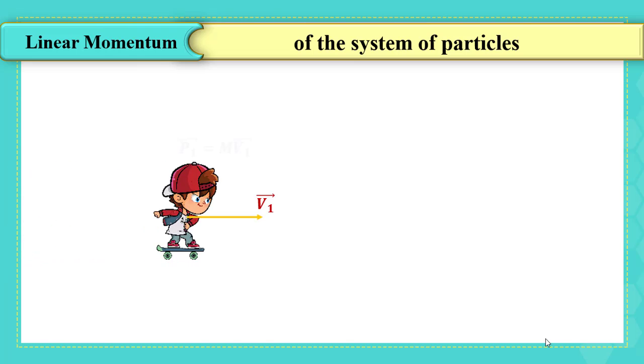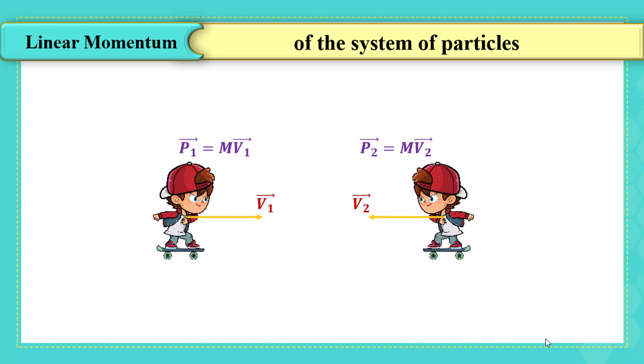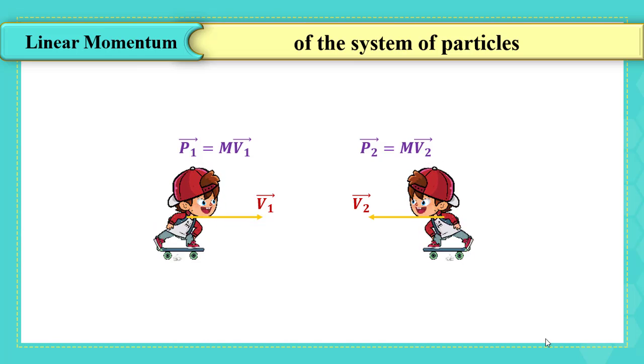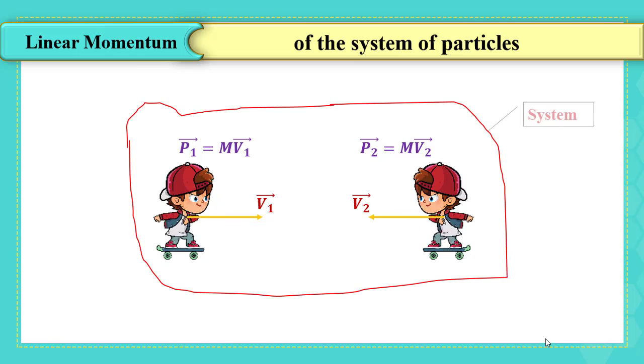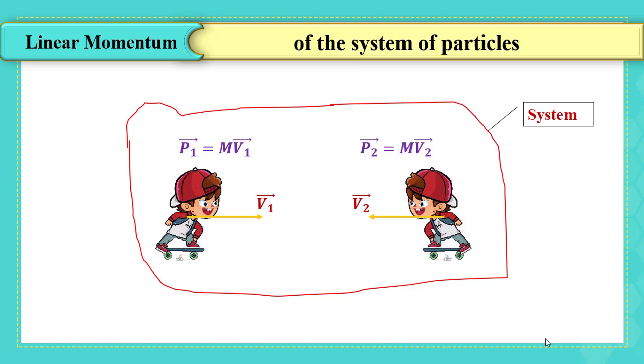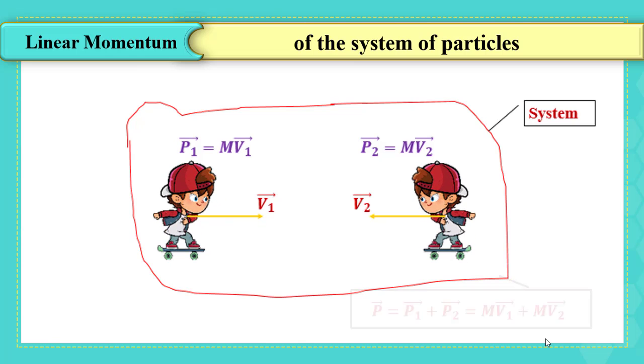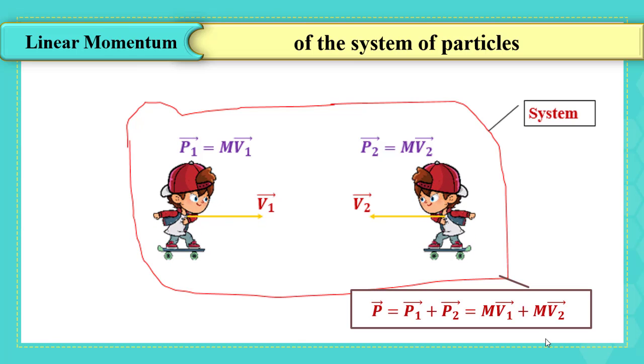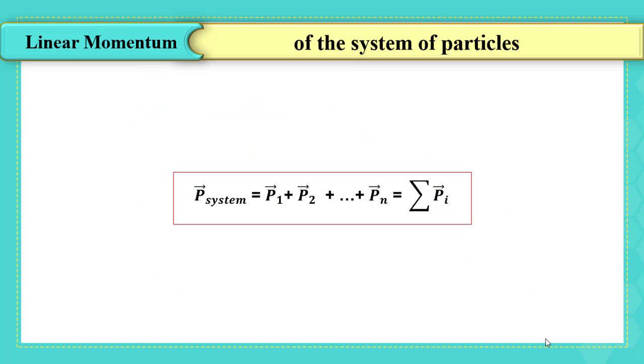Consider a system formed of two particles, respectively of linear momentum p1 vector equals m v1 vector, p2 equals m v2 vector, and they form one system. The linear momentum of this system is simply the sum of p1 plus p2. If I have more than two particles, we say that the linear momentum of a system is the sum of the linear momentum of each particle.